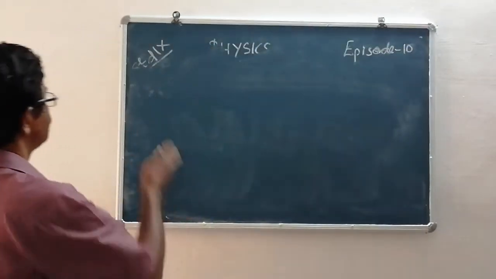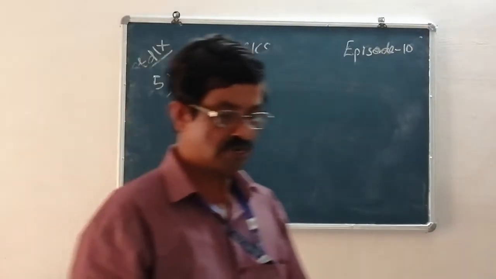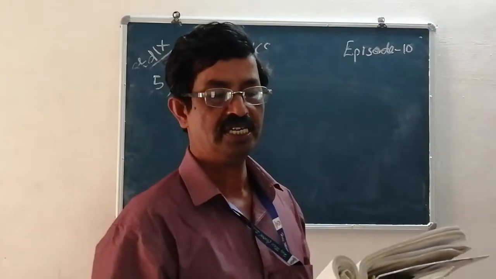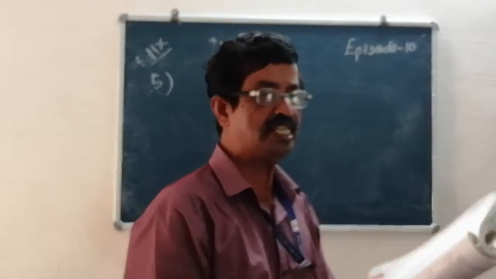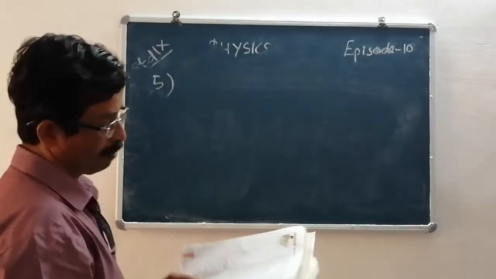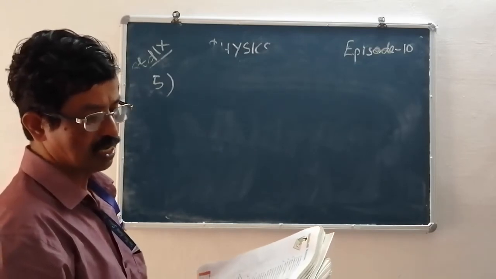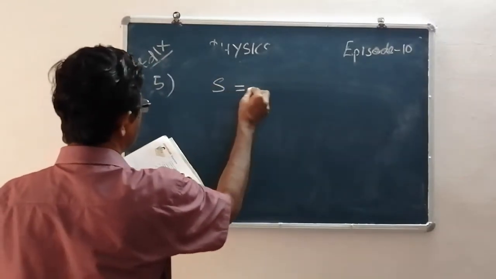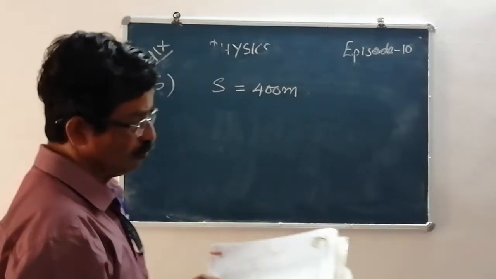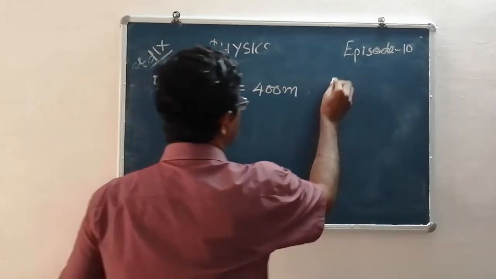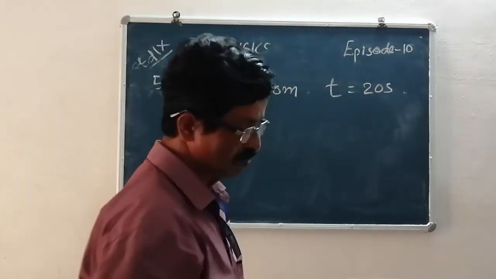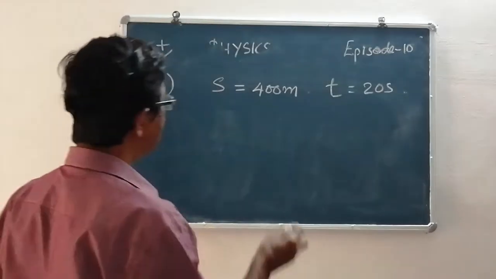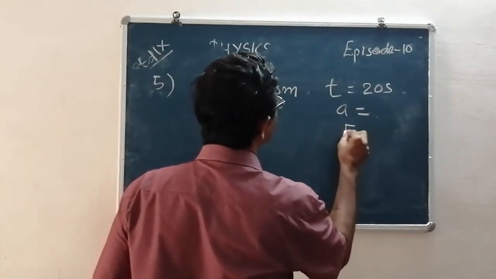Now, question number 5. A truck starts from rest and rolls down a hill with a constant acceleration. It travels a distance of 400 meters in 20 seconds. Find its acceleration. Find the force acting on it.